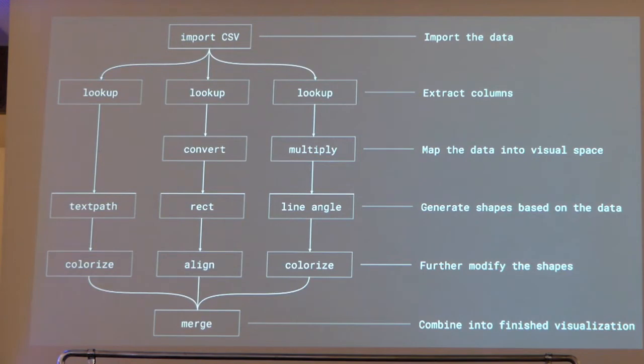Here's an example. These are all nodes that are in Notebooks. A super simple example. We import data from CSV. We do some lookup nodes to extract out the parts that we need. And then we need to do a conversion. Most of the time the data is not exactly the way that we want it, so we need to convert it. We change the range, for example. If it's like in the millions, we change it to pixel data that we can use. Or we use just simple multiplying. And then we convert that to visual shapes, so either text, rectangles, lines, we have all these shapes that we can use.